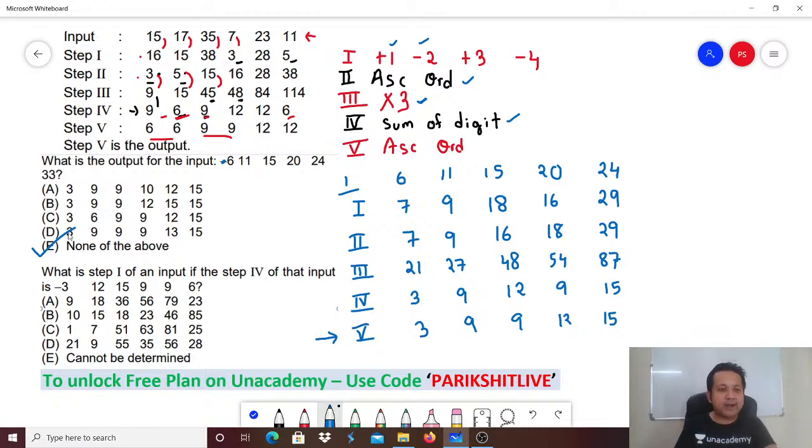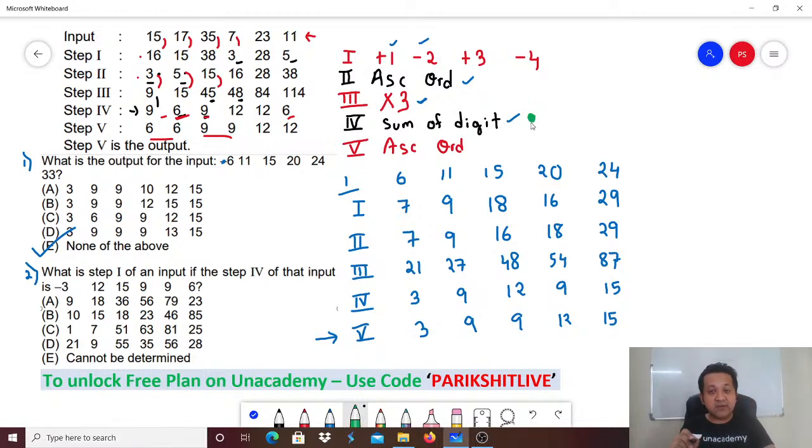Number 2. So this is question number 1 and then you have question number 2. What is step 1 of an input if the step 4 of that input is this? Now think about it. Any input, doesn't matter. Don't even bother about taking the exact numbers. Think about it. What is step 4? If you are observing carefully, step 4 is the sum of digits.